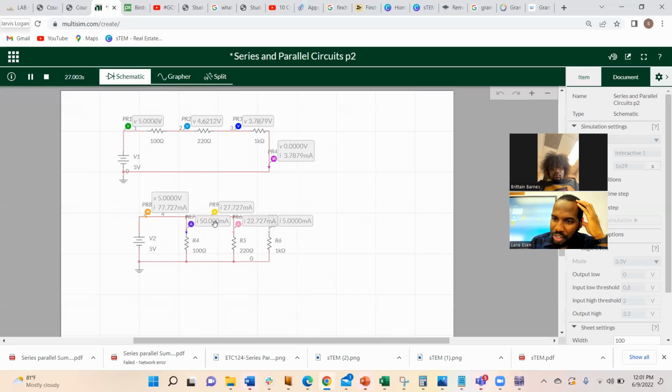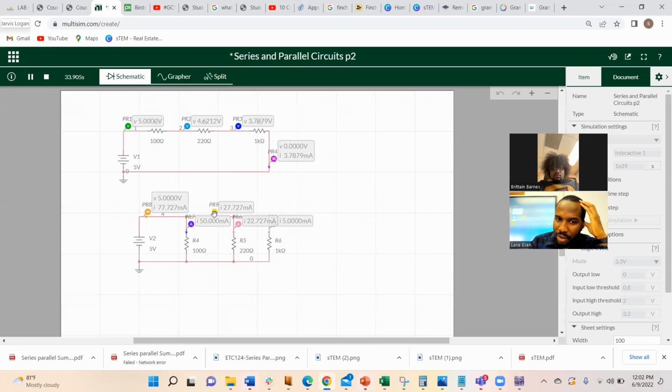Ohm's law says that V is equal to I times R. So if you say that I is equal to V over R, if R is large, you're going to have a small I, so small current. If your R is small, so V over R, your R is smaller, you're going to have a larger current, right? So you can see that the total current, 77, is going to be 50 plus 22 plus 5.